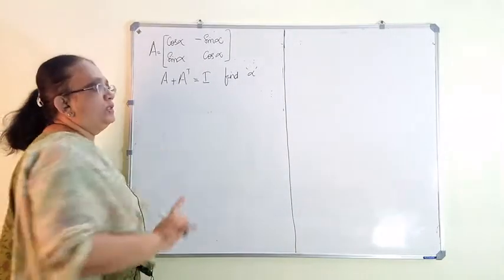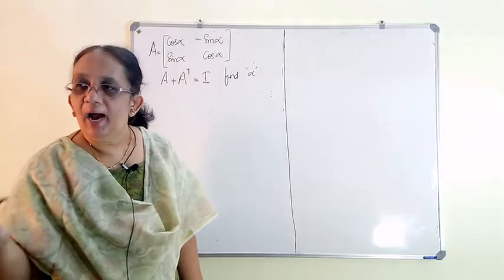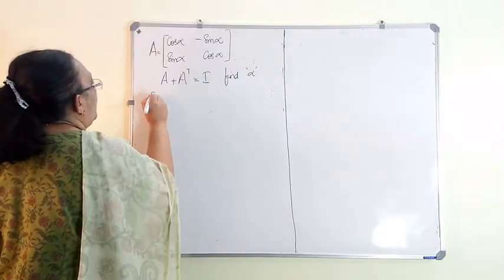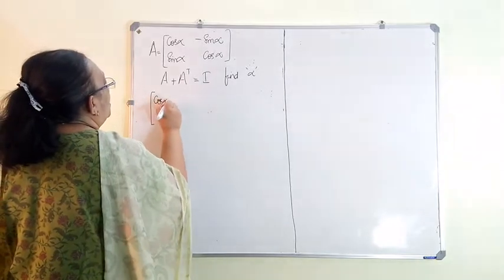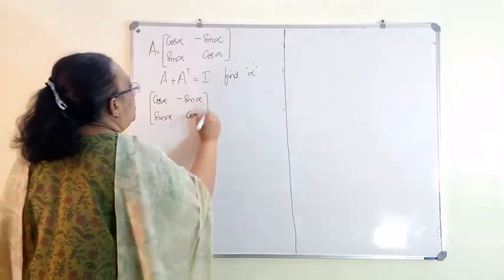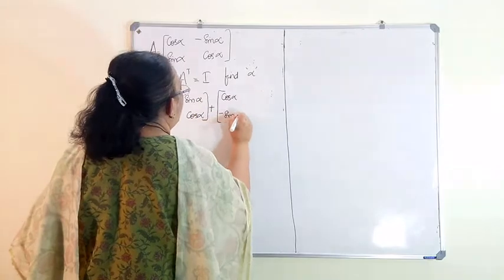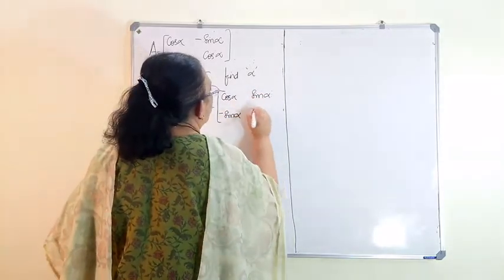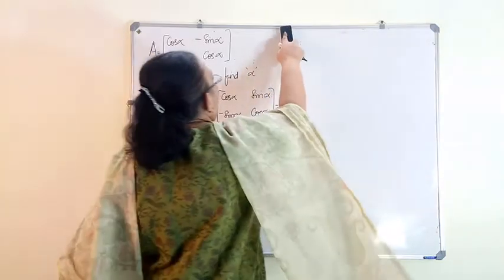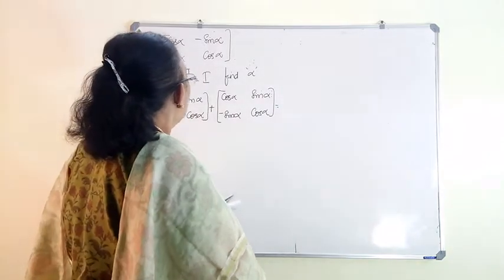So, A plus A transpose is equal to I. You know what is A? You can find A transpose. What is I? Yes, it is an identity matrix. The diagonal elements are all equal to 1. Okay, very good. So, this is A, cos alpha minus sin alpha, cos alpha, plus the transpose, cos alpha minus sin alpha, cos alpha, is equal to I. I means the identity matrix. Identity matrix means here we should take it is in the order 2.